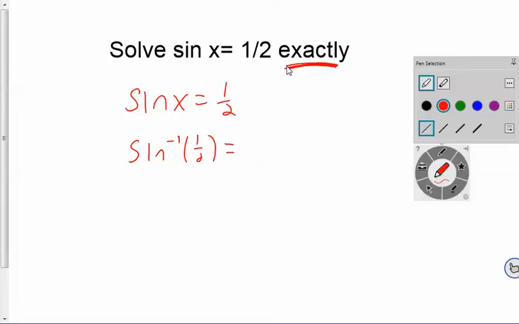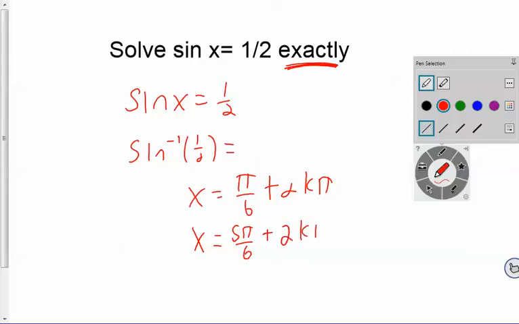Well, there are two locations. One of them is at pi over 6, and the other one is at 5 pi over 6. But since sine has a period of 2 pi, I'm going to go plus 2k pi, and this guy's going to be plus 2k pi, if that makes sense. Okay, so you want to be mindful of that because it says exactly. Moving on to the next thing.